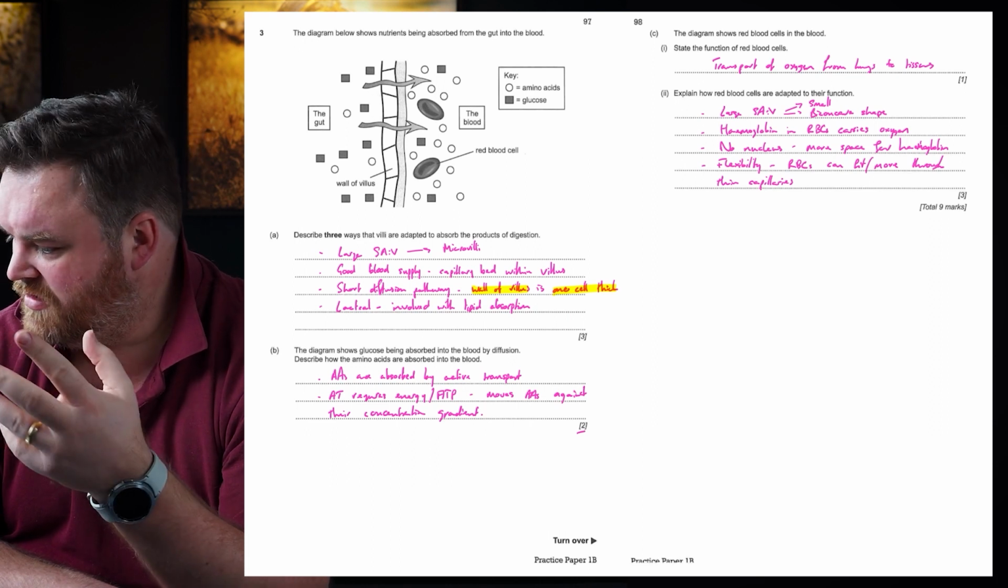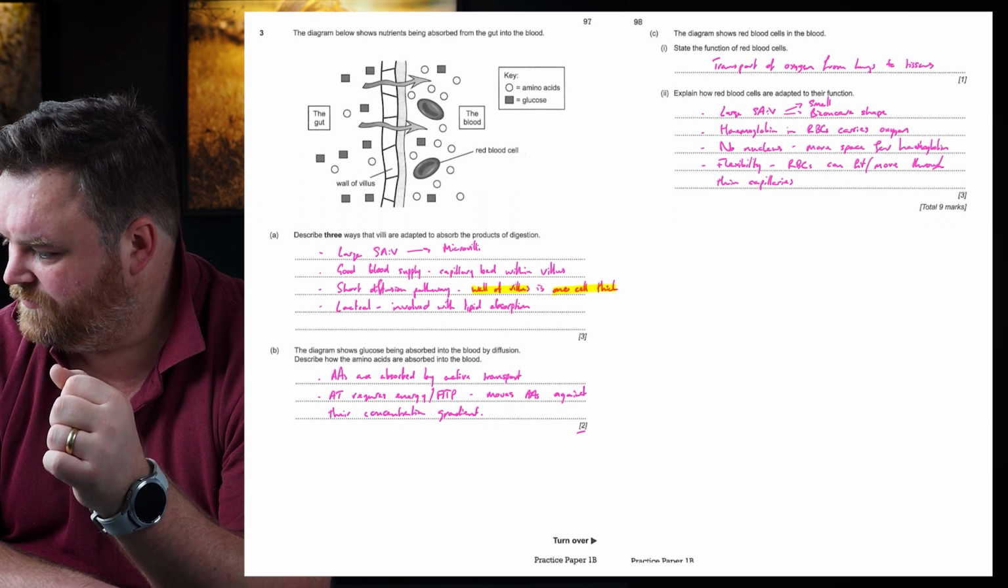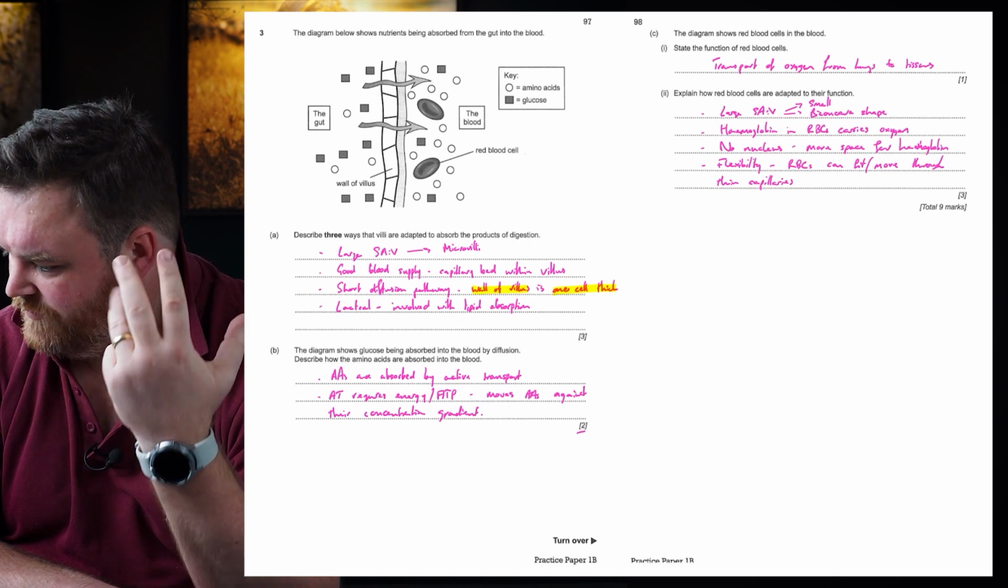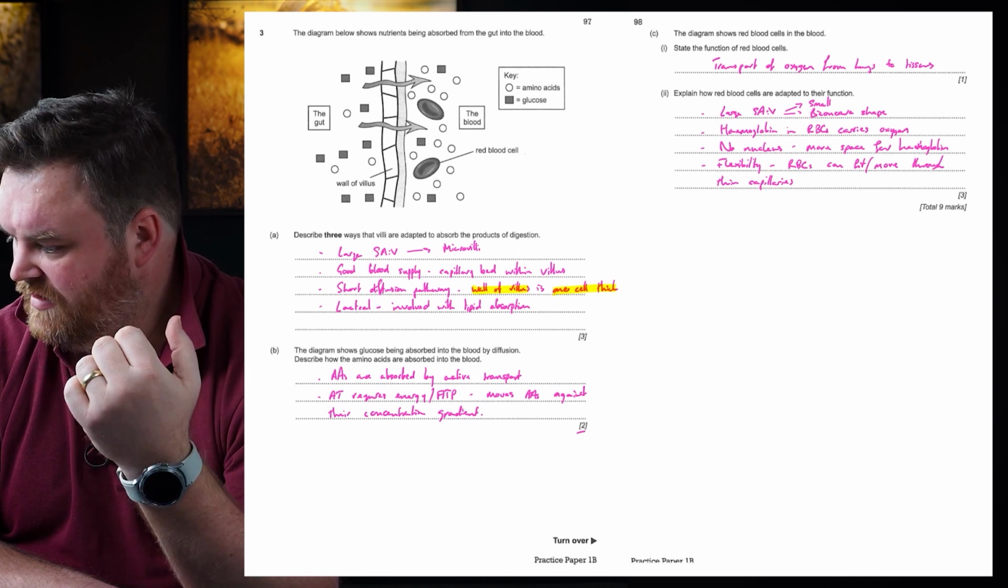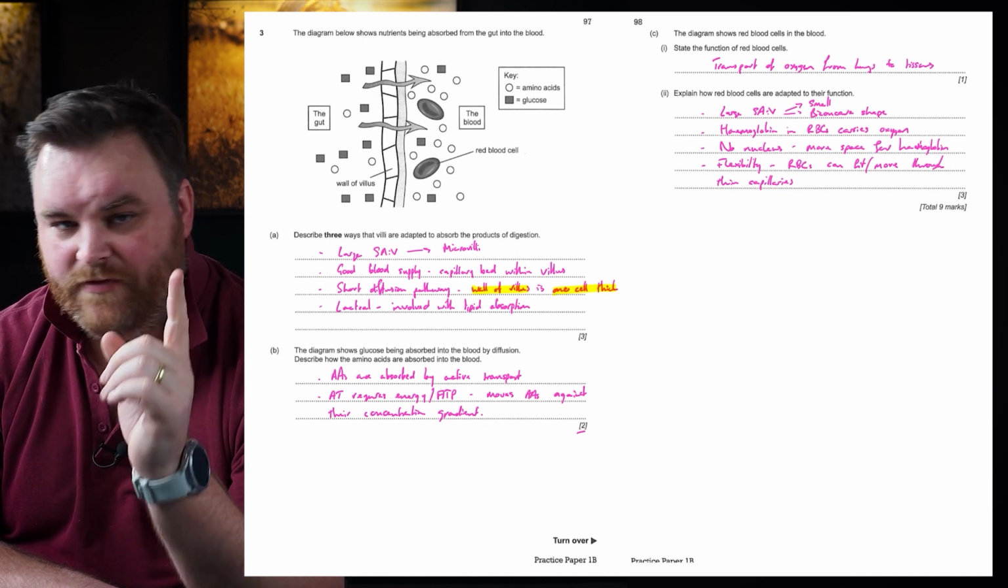Okay, 3 marks in there. I reckon we've probably got 5 marking points. The size, the biconcave shape, the hemoglobin, the fact that they don't have a nucleus, and the fact that they're flexible. 5 decent adaptations of a red blood cell. That'll do for question 3.